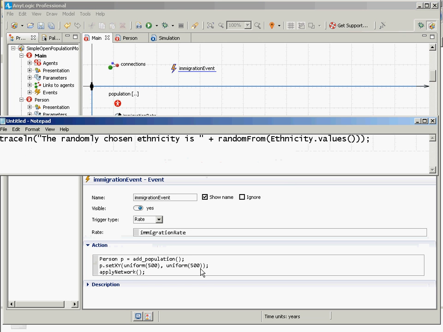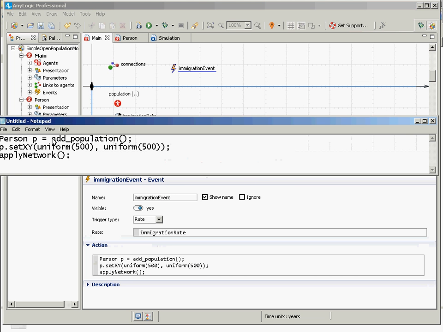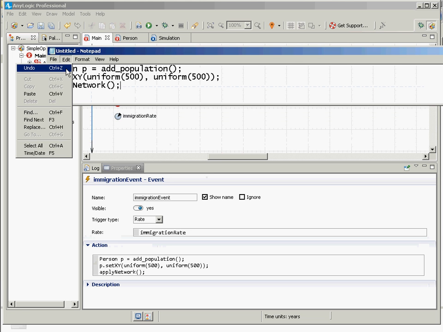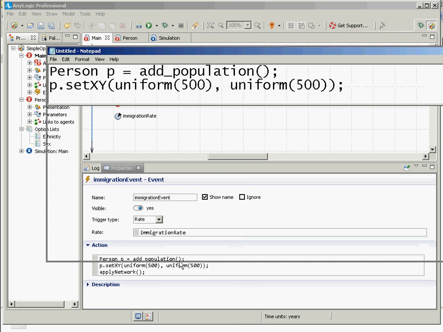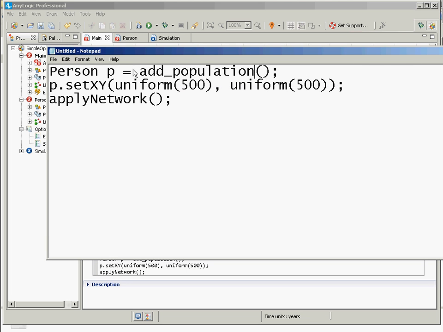This is what I did. Font here, and let's make this larger. This is what I had to do, and I'm sorry. This was actually a little bit easier in AnyLogic 6, but I added them to the population, and basically I remembered who it was that was added. I then set their location to be uniformly drawn on the x-axis and the y-axis, and then I applied a network to knit them into the network. So this is more involved than I would have liked, but that's the way it is.